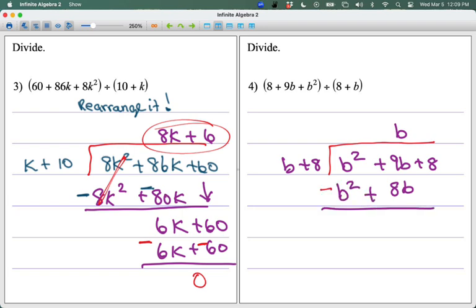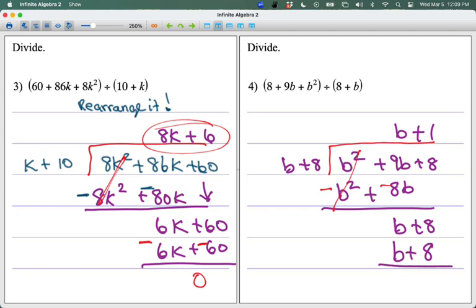Change, so these will cancel. Subtract here and I'll get just 1b. And bring down my 8. This is the one to make sure you don't mess up. b times what gives me b, and you must say plus 1. It's not nothing, it's 1. And we distribute. 1 times 8 is 8. 1 times b is b.